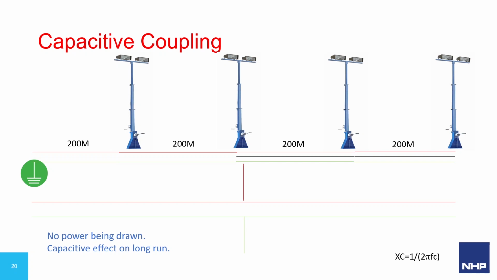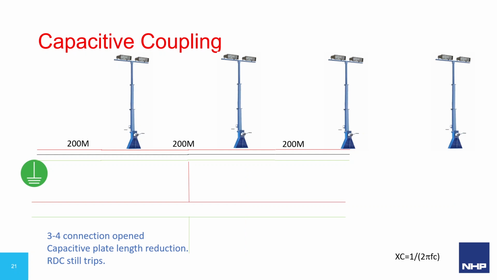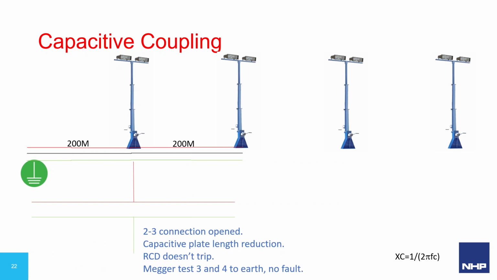Now the contractor removed the conductors supplying tower number 4 from the connection in tower number 3. The RCD still tripped. Observe how the length of the capacitor plates that I've illustrated at the bottom have also changed along with the length of the cable that's connected. He removed the conductors supplying tower 3 from the connection in tower 2. In this case, the RCD remained closed. So what could be the problem?